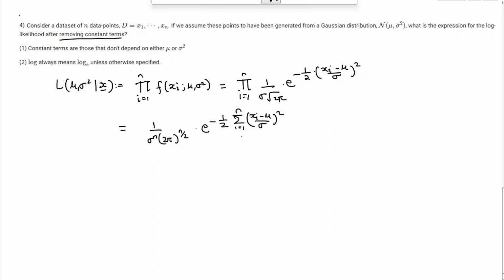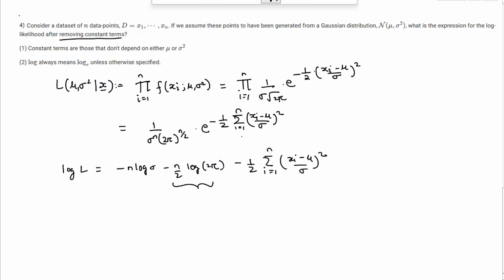Now if I take log of this, the log of L would be minus n log of sigma, minus n by 2 log of 2 pi, and then we have minus half of summation i running from 1 to n, xi minus mu upon sigma whole square, right? And this term is a constant term because it doesn't have mu or sigma. So the expression that they're asking for is nothing but this term and the last term, which is this one.